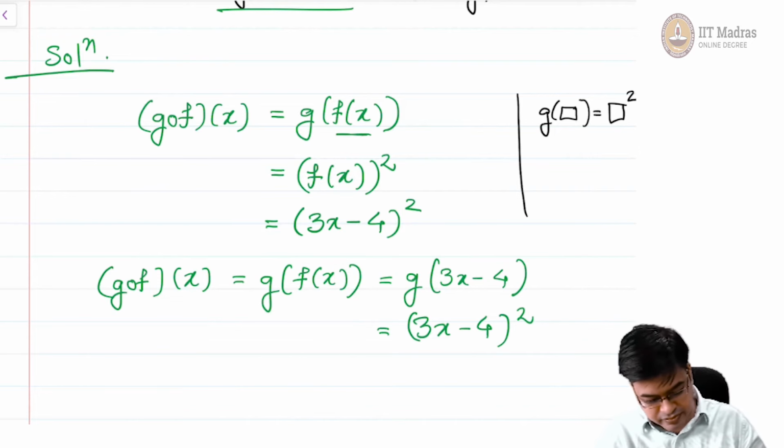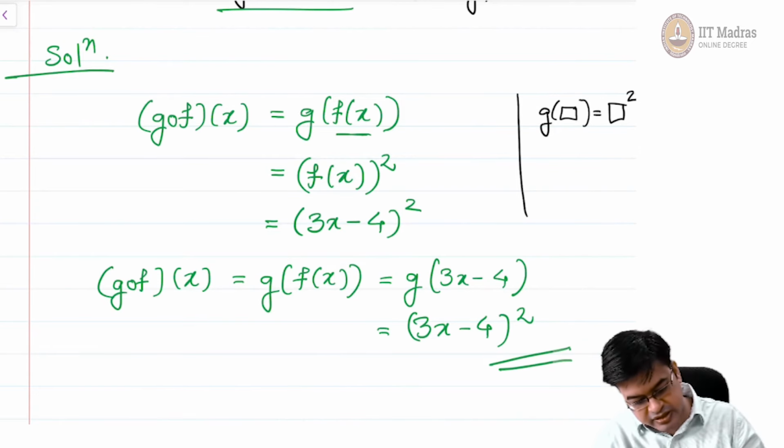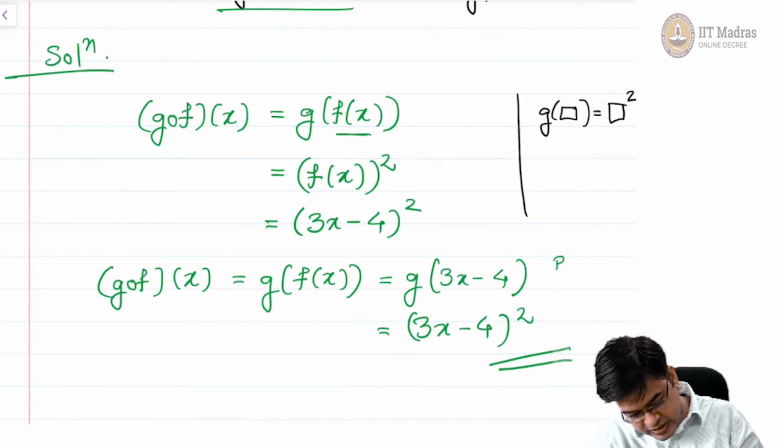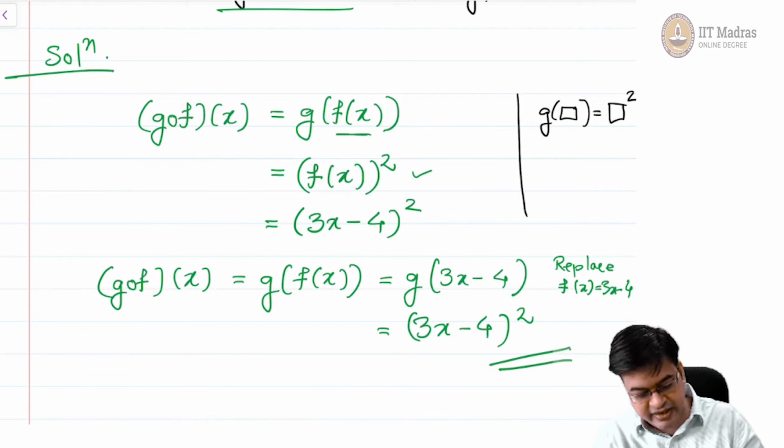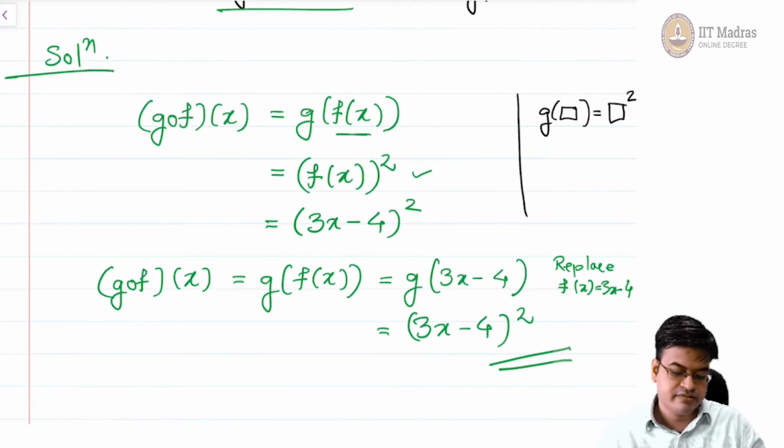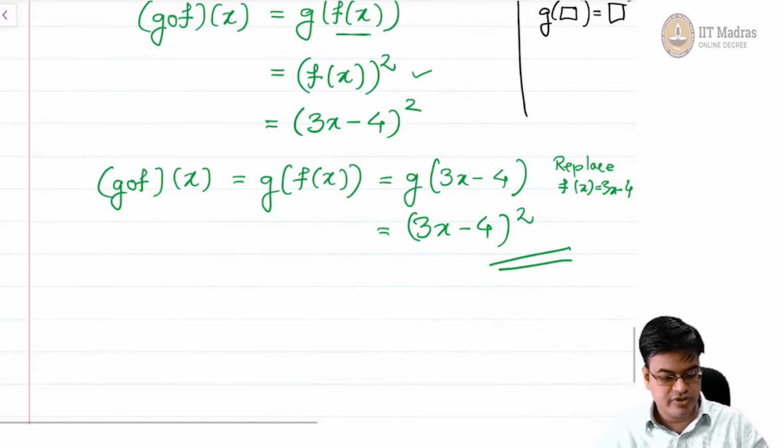Correct? So what I have done here is, in this particular case I have replaced f of x with 3x minus 4. In the other case I have retained f of x and replaced what is g of x, right? So both ways you can go.